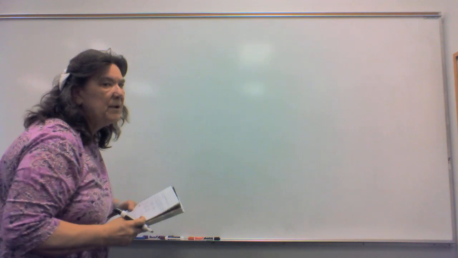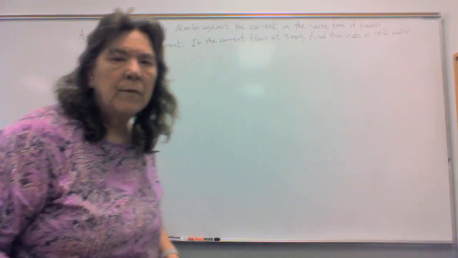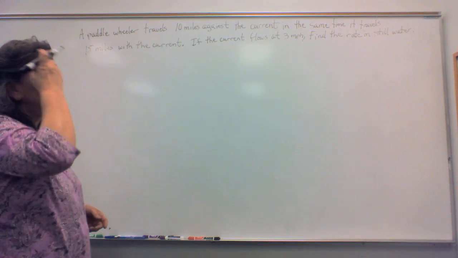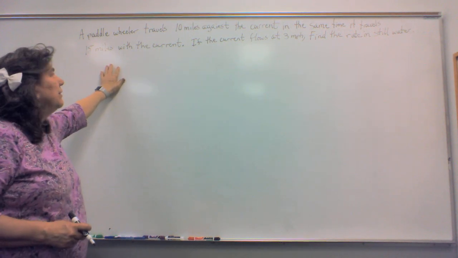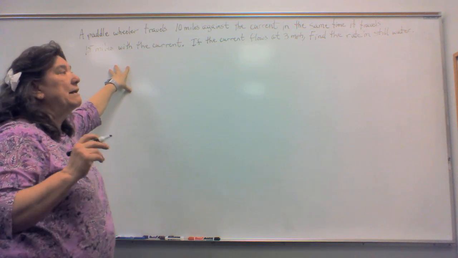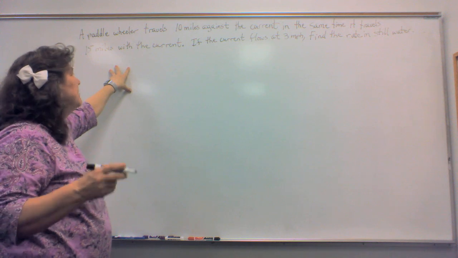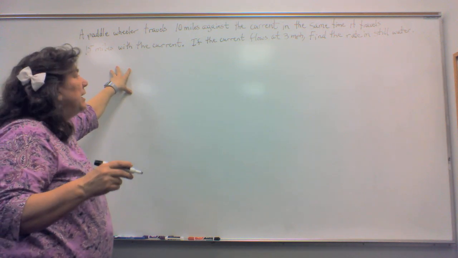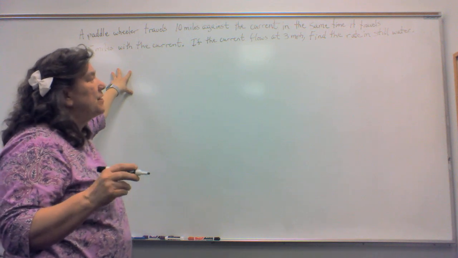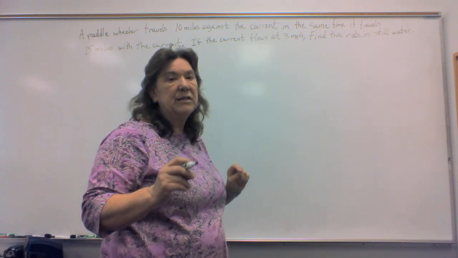Okay, this next one is a lot more complex problem. So I'm going to write it up and then we'll... Okay, so let's look at this. This one says, a paddle wheeler travels 10 miles against the current in the same time it travels 15 miles with the current. If the current flows at 3 miles per hour, find the rate in still water.